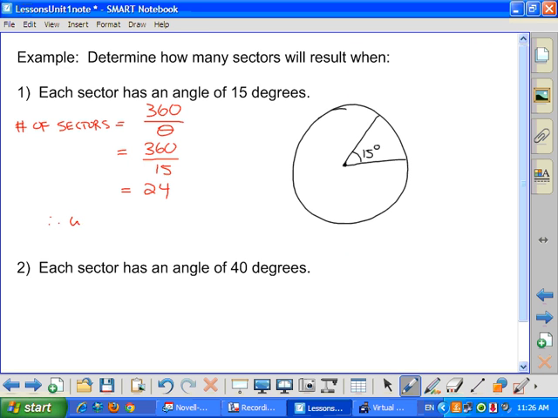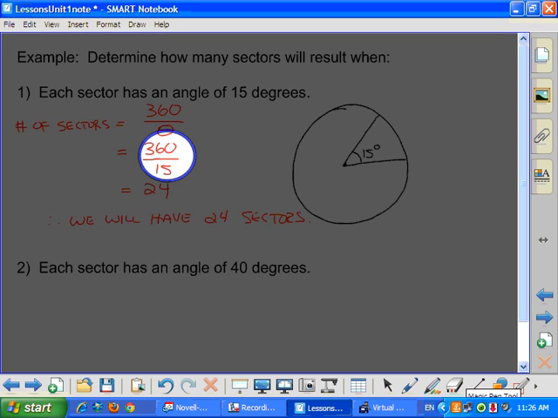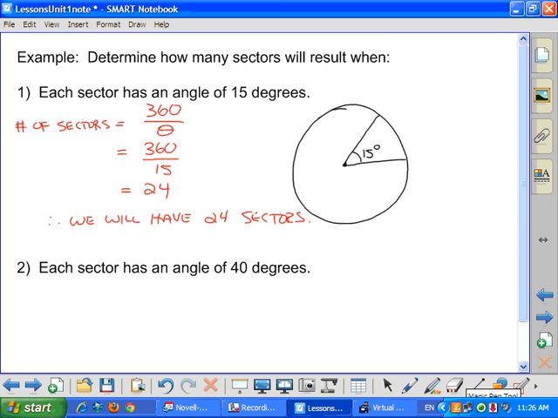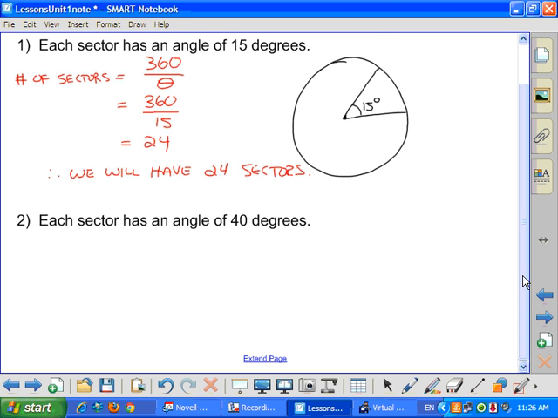So therefore, we will have 24 sectors. You're just taking that 360 degrees and figuring out how many pie pieces will result with a central angle of that given value. Second one, and I always say the sketch always helps: each sector has an angle of 40 degrees. So now my piece of pie has a central angle of 40 degrees. How many sectors will I have?